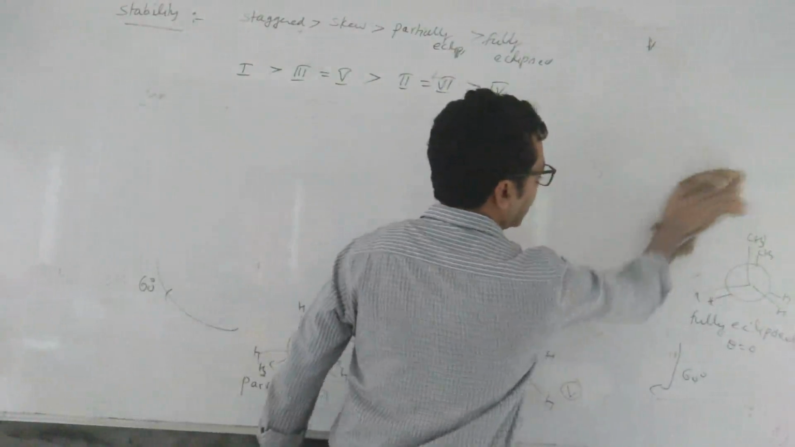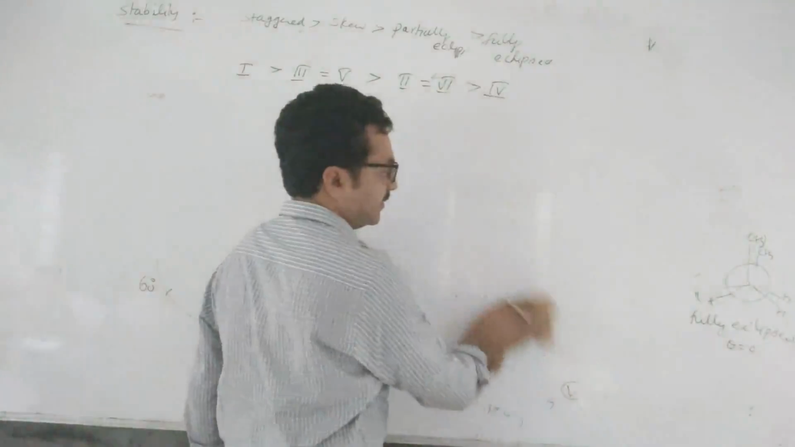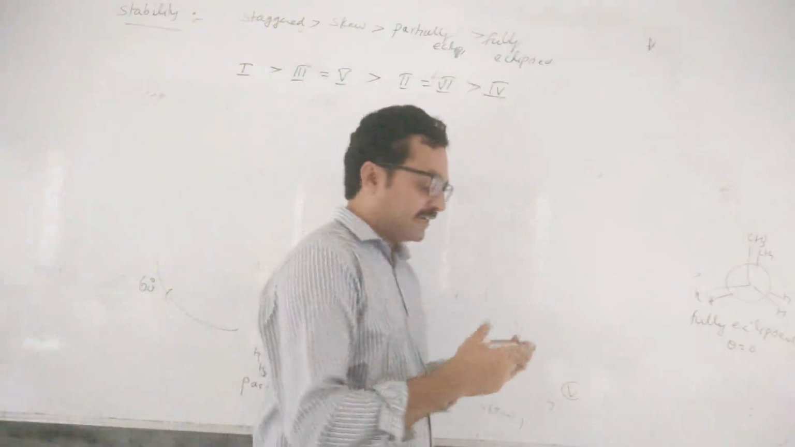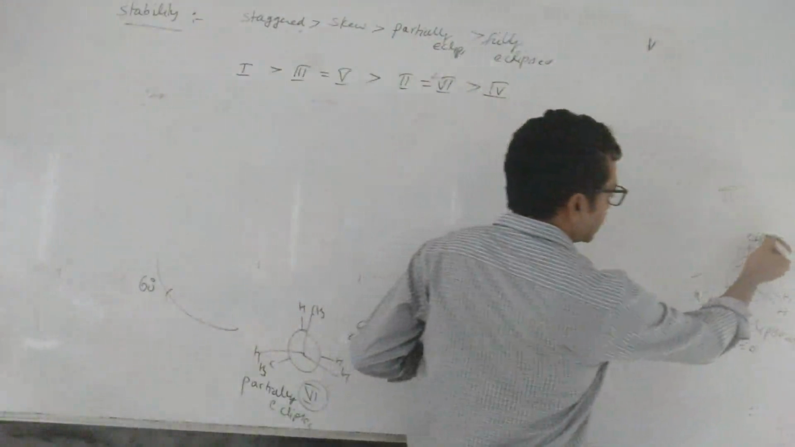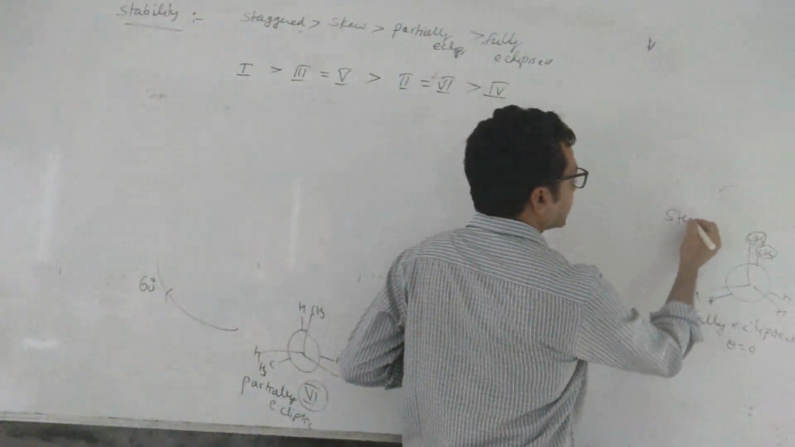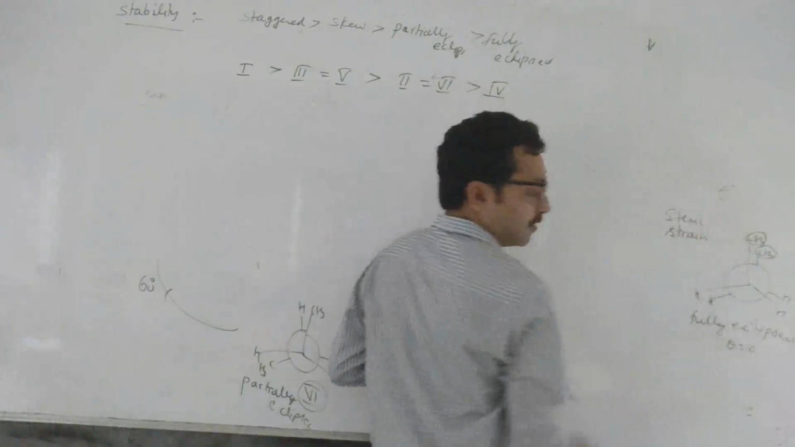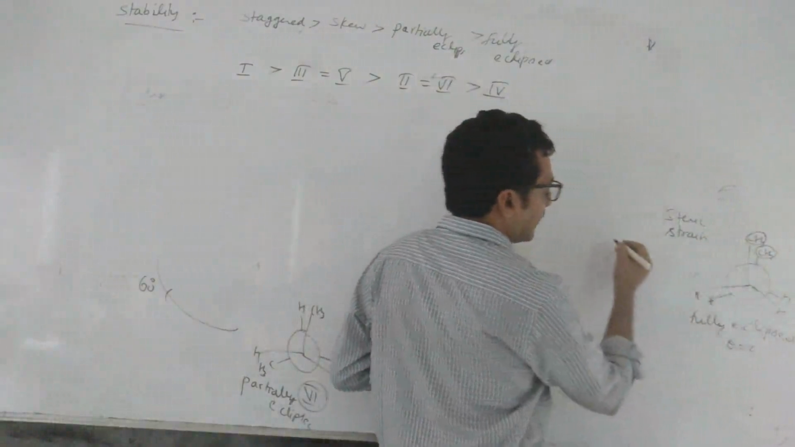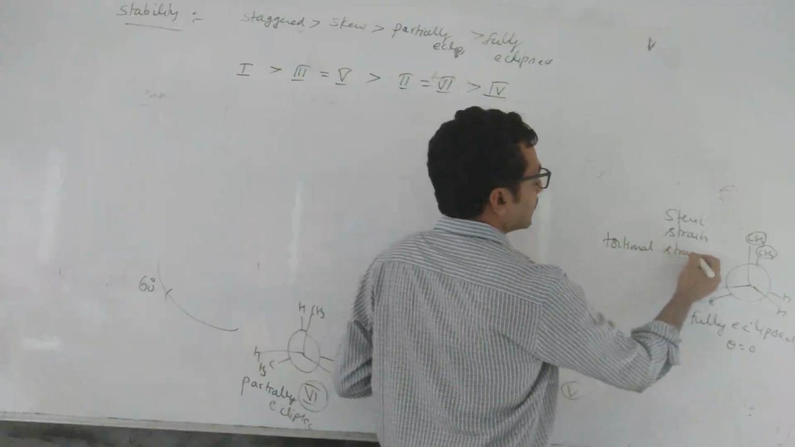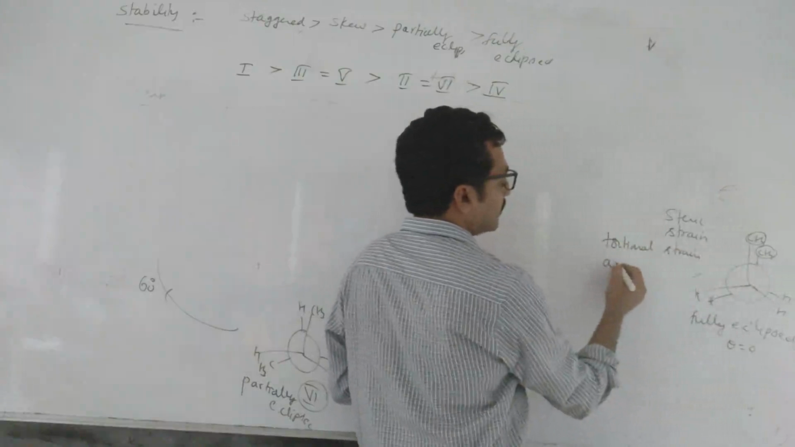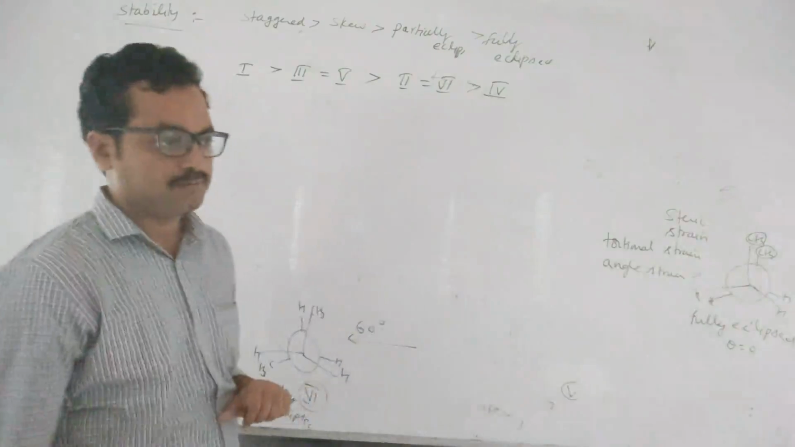So they will ask why fully eclipsed is least stable. What do you have to say here? One question they will be asking. Here there are 3 types of strains. That is important. What are those? CH3, there will be a steric strain because of bulky groups. Steric strain. Okay. Between these bonds they will have torsional strain. And because of this angle, it will have angle strain also. Because of all these 3, it is least stable.